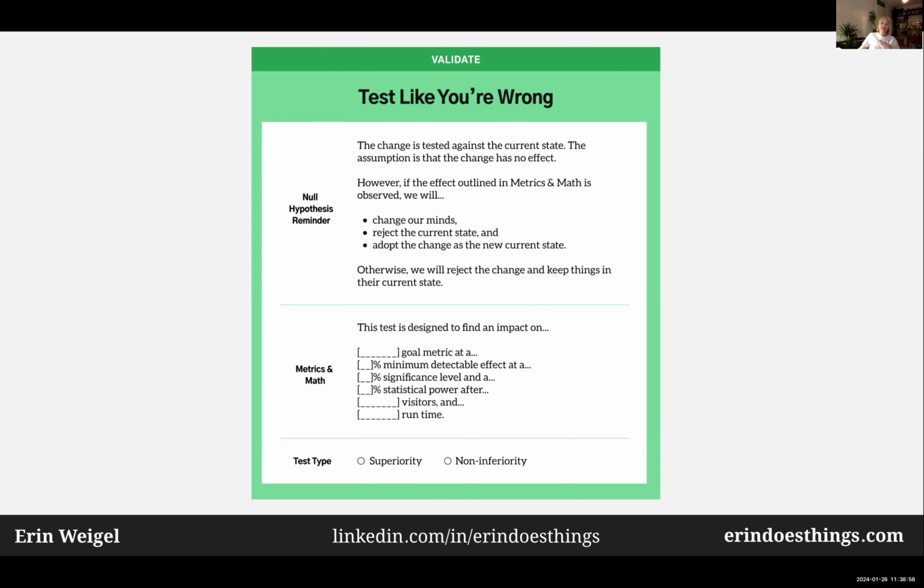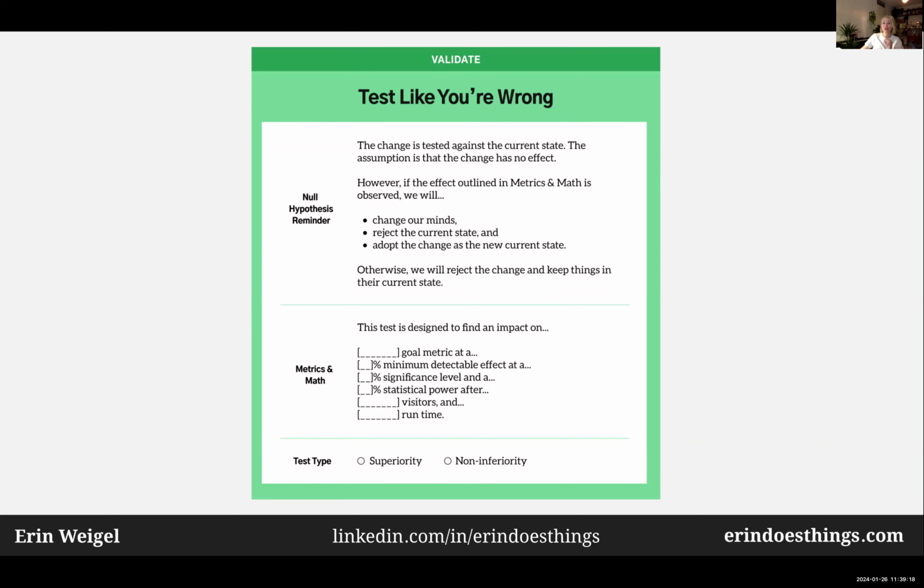Before you actually test something, you need to think through what are the metrics that you're trying to impact and what do you aim to achieve? Are you trying to have a superiority test, which means you're aiming to make things better? Are you just hoping to not make things worse and running a non-inferiority test?